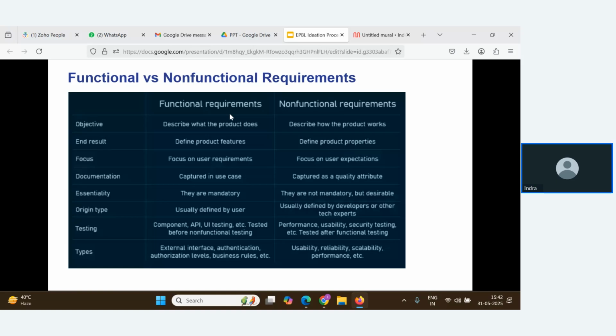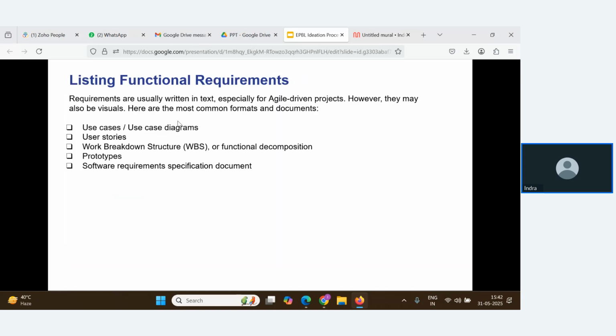Documentation part also, guys: functional requirement will use cases or user stories to show how the user will interact with the system. And non-functional requirement will describe the system qualities like speed, security, and scalability. All right. So these are the functional and non-functional requirements.